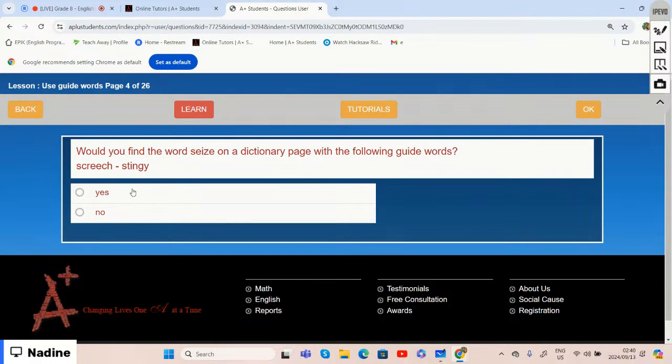Would you find the word seize on a dictionary page with the following guide words screech and stingy? Screech and stingy. Yes or no? Would you find E between C and T? Yes or no? C's between screech and stingy.